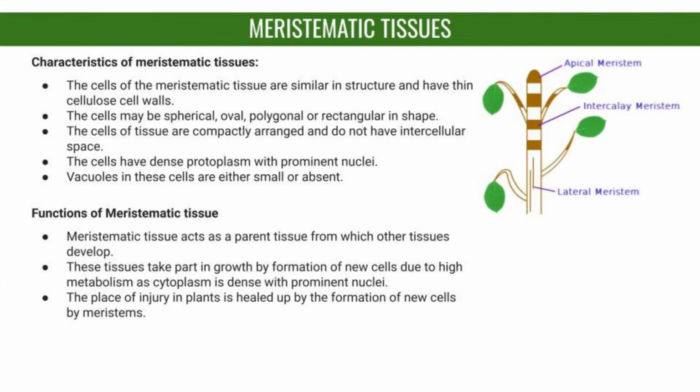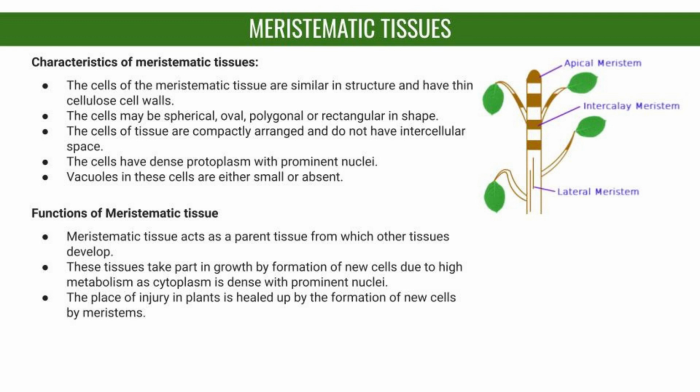Let's discuss the characteristics of meristematic tissues. The cells of the meristematic tissue are similar in structure and have thin cellulose cell walls. The cells may be spherical, oval, polygonal, or rectangular in shape. The cells of the tissue are compactly arranged and do not have intercellular space. The cells have dense protoplasm with prominent nuclei. Vacuoles in these cells are either small or absent.